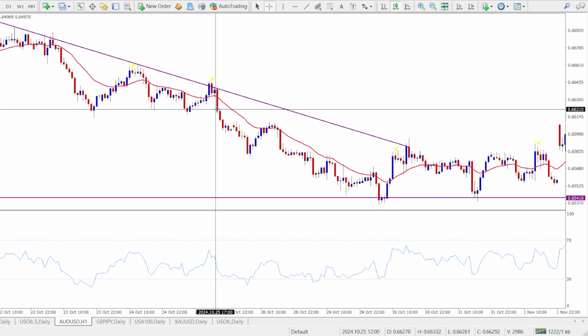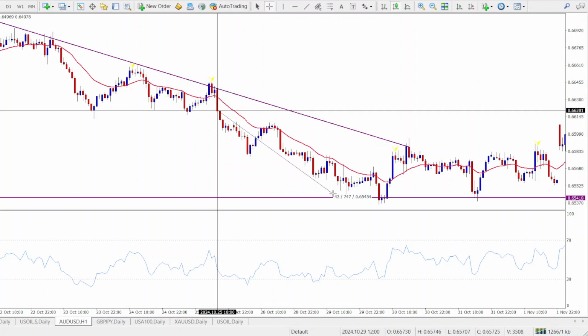So after we got the confirmation around here, if we are risking about 35 pips, our potential profit should be a minimum of 70 pips, right? That's going to be 1 to 2. And we can see that this nearest support zone is about 77 pips away. So that's a good catch.